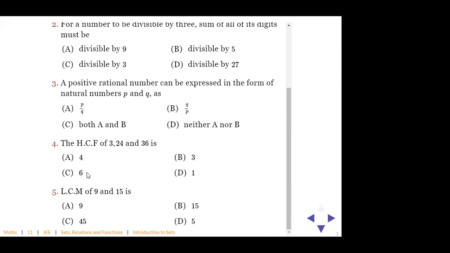Fourth one: HCF of 3, 24, 36 is super easy. Obviously, it is 3, correct. Very good. Fifth one, LCM of 9 and 15. How easy a question they are asking. They are thinking that students are very weak, but you guys are smart, right? Very good, Zilan. So we have done this.